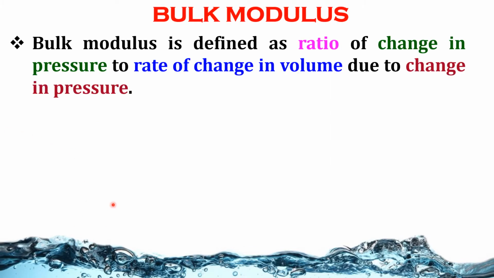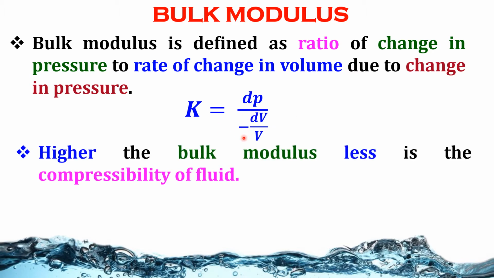Next, we are going to discuss bulk modulus. Bulk modulus is defined as the ratio of change in pressure to rate of change in volume due to change in pressure, where K is equal to dP by minus dV by V. The higher the bulk modulus, the less the compressibility of the fluid. That is, bulk modulus is inversely proportional to compressibility of fluid.